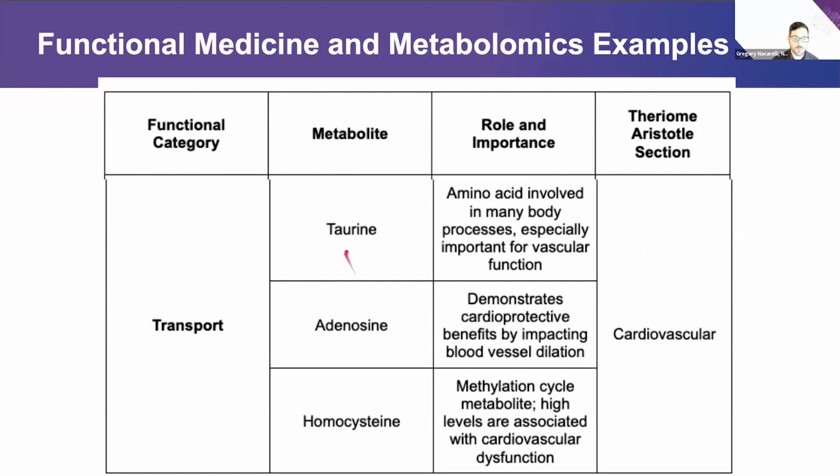For transport, you're looking at things that will impact cardiovascular function, arteries, blood vessels, lymph. And so taurine is an example of a metabolite that's involved in many different bodily processes, and especially associated with important vascular function. Adenosine will associate with cardioprotective benefits and will impact blood vessel dilation. And then homocysteine is one of the major metabolites in the one-carbon metabolism or methylation cycle. If this is elevated, this could indicate cardiovascular dysfunction.